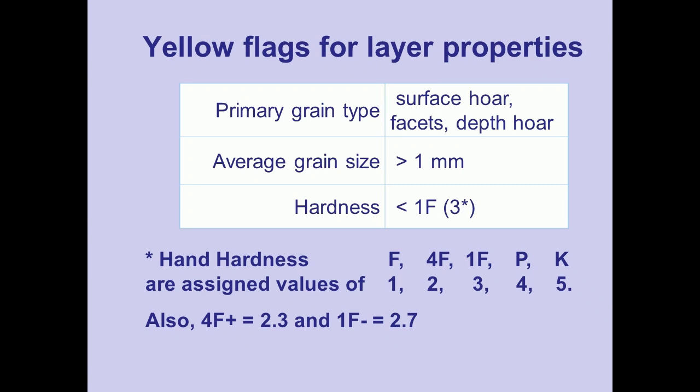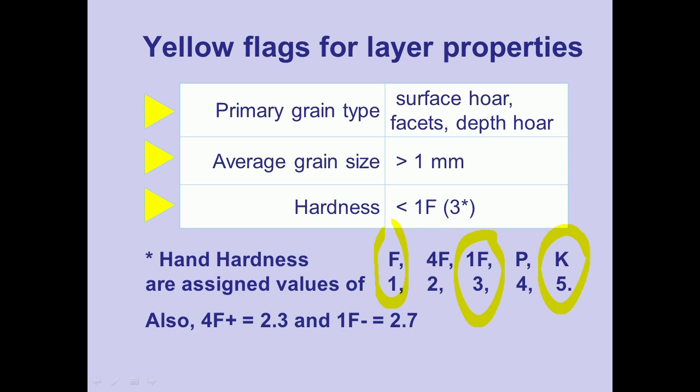Here are the yellow flags for layer properties. If the primary grain type is persistent, that is surface hoar, facets, or depth hoar, the layer is assigned a yellow flag. If the average grain size is greater than 1 millimeter, the layer gets a yellow flag. If the hand hardness is less than 1 finger, that is softer than 1 finger, the layer gets a yellow flag. For this method, it is helpful to assign numbers to levels of hand hardness: 1 for fist, 2 for 4 fingers, 3 for 1 finger, 4 for pencil, and 5 for knife.